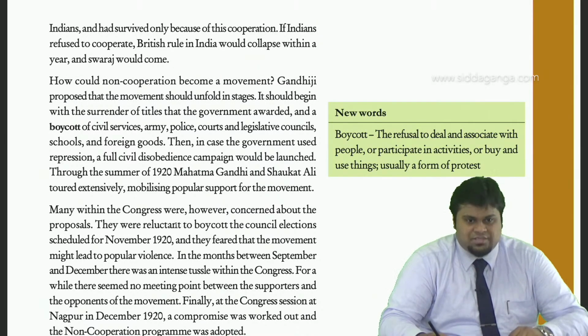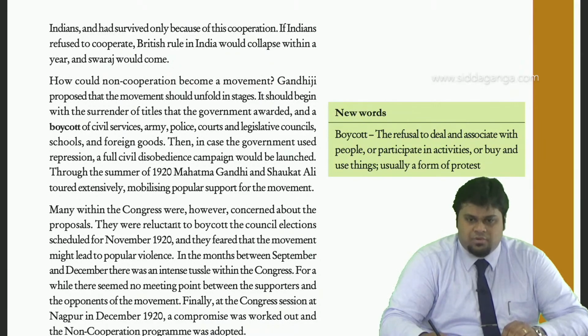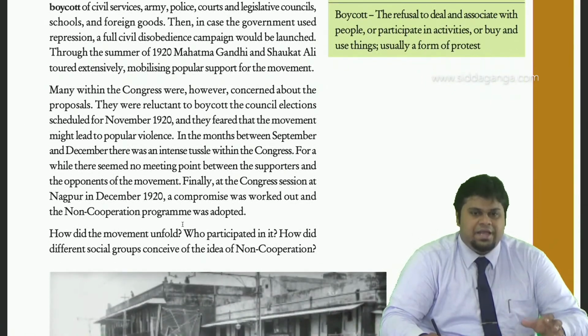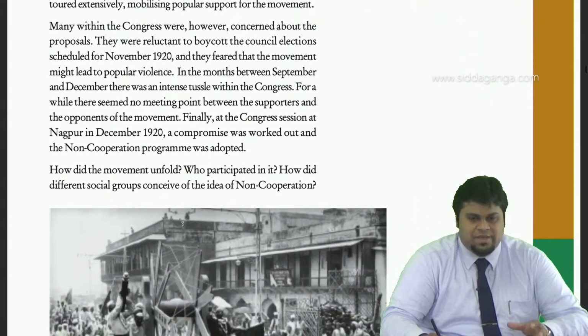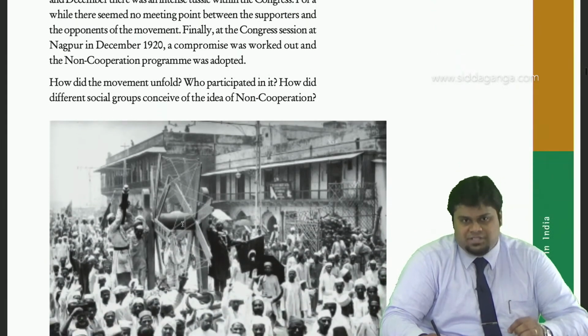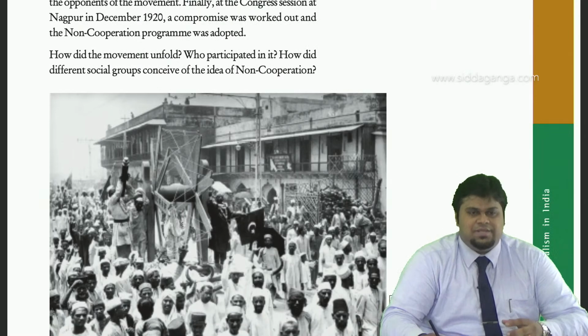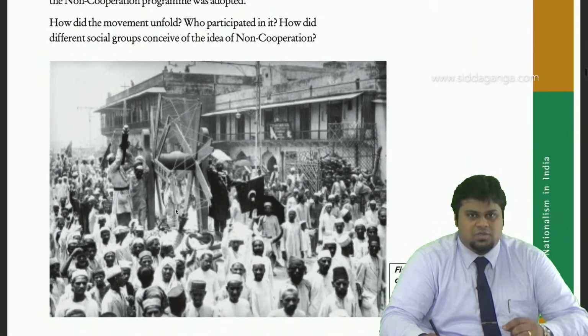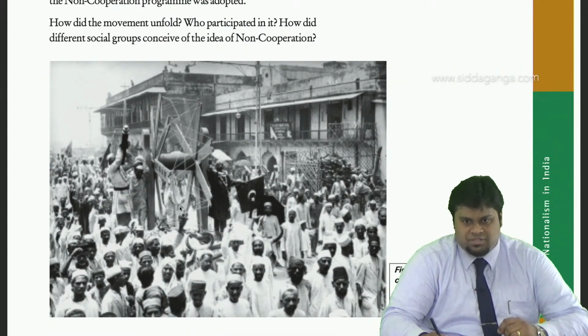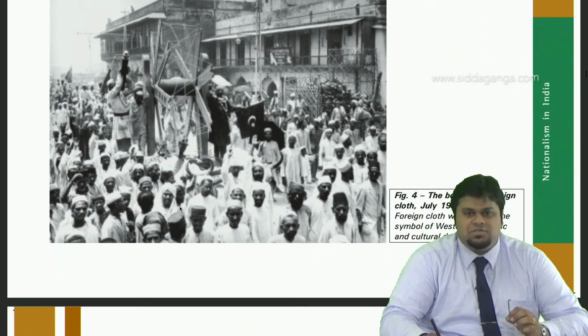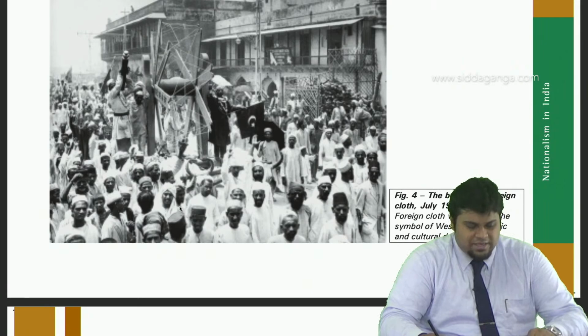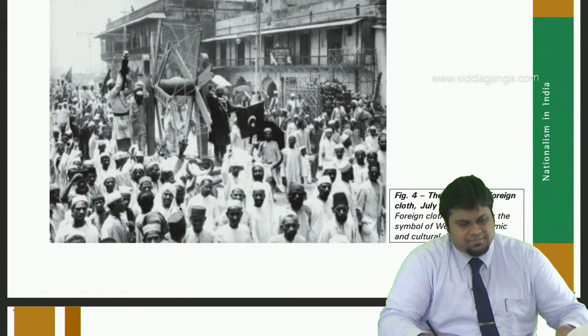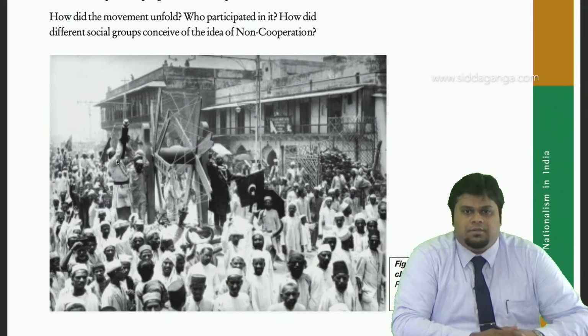So finally, at the Congress session at Nagpur in December 1920, a compromise was worked out and the non-cooperation program was fully adopted. So this is how we see the idea of non-cooperation, a thought process which attacked the core of the British Empire. In the further classes, we'll see how the movement unfolded, who the people were who participated in it, and how the different social groups conceived the idea of non-cooperation. Non-cooperation happens to be one of the most significant ideas we notice in the development of independence in the Indian context. Thank you very much.